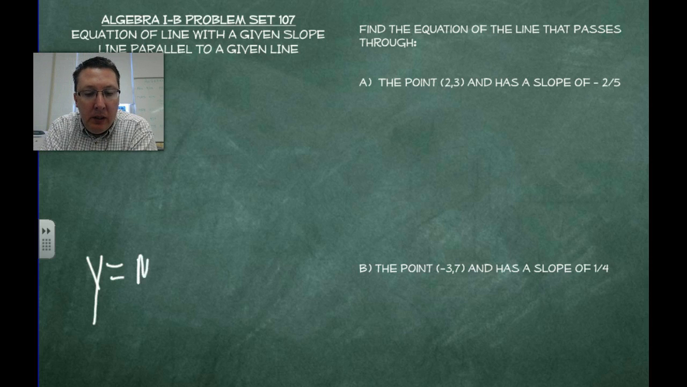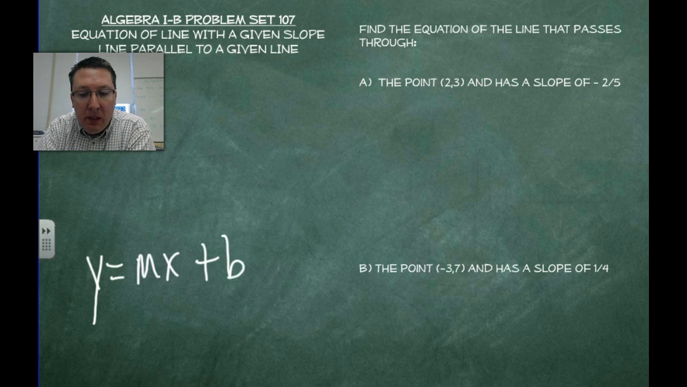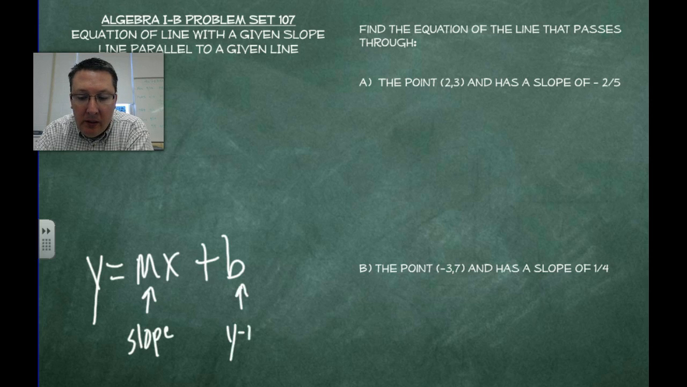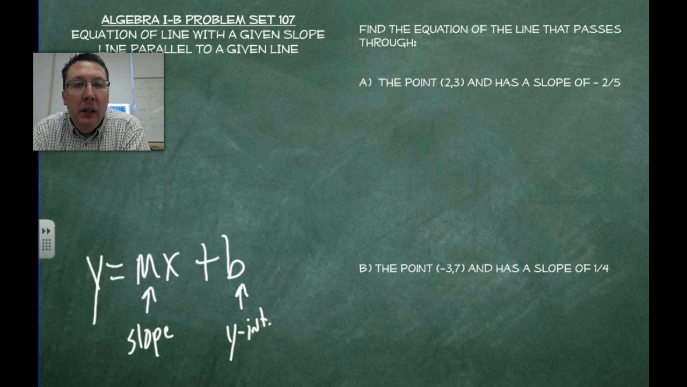y equals mx plus b. We've dealt with that quite a bit, so you need to remember m is the slope and b is the y-intercept. You do need to know that stuff. We're going to take some information here. If you look at this problem A, we want an equation of a line that passes through the point (2, 3) and has a slope of -2/5.